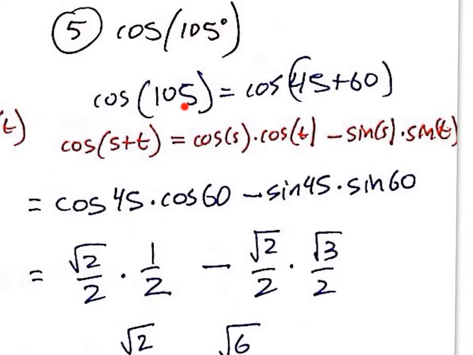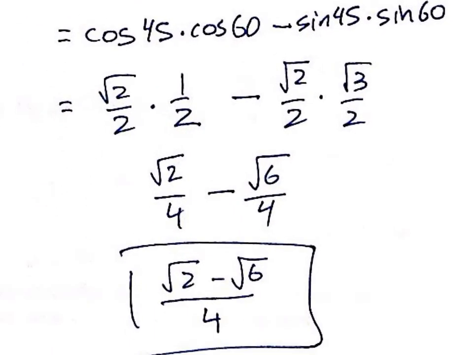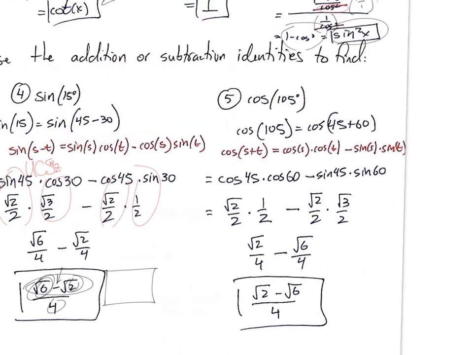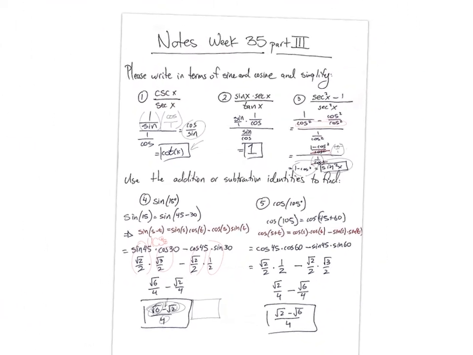We have cosine of 45 plus 60. So we're using this, cosine of something plus something. You could also do, well, let's leave it at that. All right. So we write it out, cosine of 45, cos 60, sine 45, sine 60. And again, unit circle, unit circle, unit circle, unit circle. Multiply, common denominator of 4. And voila.